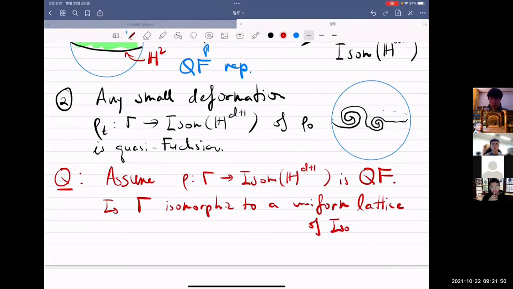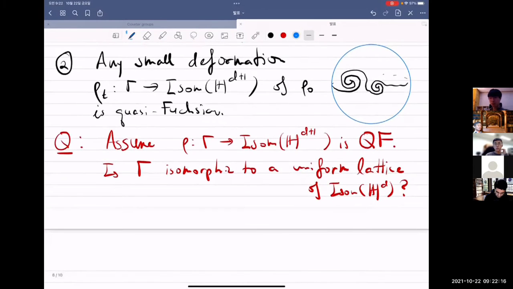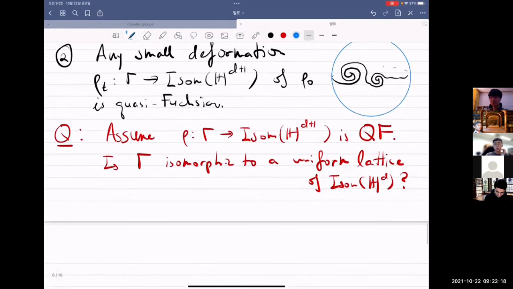Of isometric group of HD. Okay, so previously the example was produced this way using a uniform lattice, and then we deform it, but that's everything. So that's the question. Of course, if the answer is yes, then probably I cannot continue the second lecture, but the answer is no.